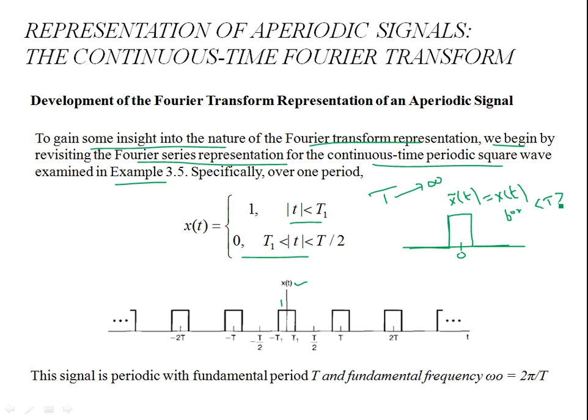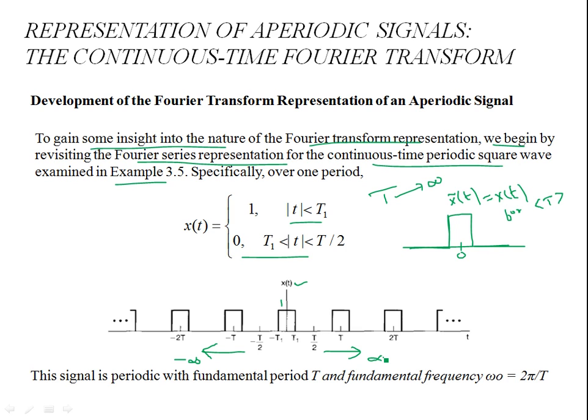So either you can let T go to infinity. Then T by 2 and minus T by 2 move towards infinity, minus T by 2 goes to minus infinity, so you are left with only one pulse. Therefore, the two signals are equivalent in one period. That's how you can make a periodic signal into an aperiodic signal. That's how Fourier reasoned it.